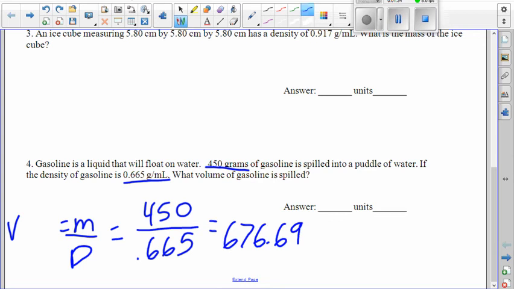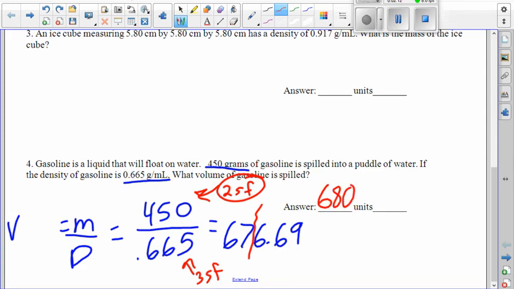How many sig figs am I allowed to keep? Where'd you get 2 from, Alexa? 450 has 2 sig figs. What about the 0.665? Yep. So our weakest link is the 2 sig figs, so I'm only allowed to keep 2. I find the second sig fig, this is the 7 here. I'm going to round after this. I'm not just going to call my answer 68. What does that 6 tell that 7 to round to? An 8, but I need to keep the placeholder, so my final answer will actually be 680.